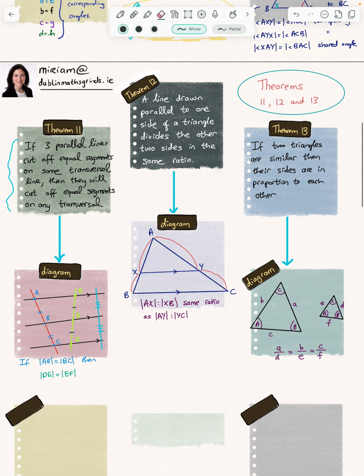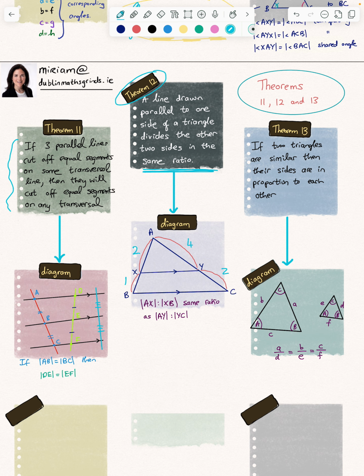And theorem 12 here is: a line drawn parallel to one side of a triangle divides the other two sides in the same ratio. Very much related to what I said earlier about similar triangles. So you've got ratios. For example, if AY was 4 and YC was 2, then maybe AX is 1 and XB is 2, or the other way around, AX is 2 and XB is 1.